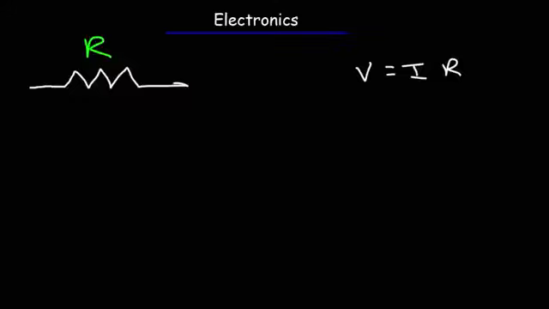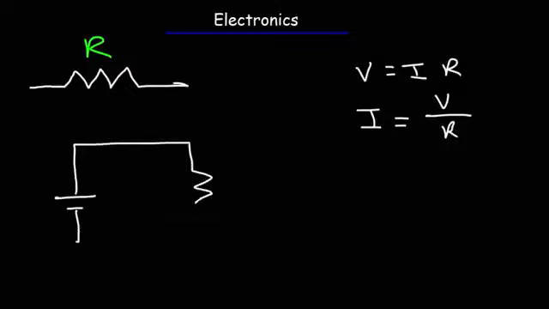V stands for voltage, measured in volts. I represents the current, measured in amps. R is the resistance, measured in ohms. The current flowing through a resistor is the voltage across the resistor divided by the resistance itself. So let's say we have a battery attached to a resistor. The long side is the positive terminal of the battery. The short side is the negative terminal of the battery. And let's use a 12-volt battery.